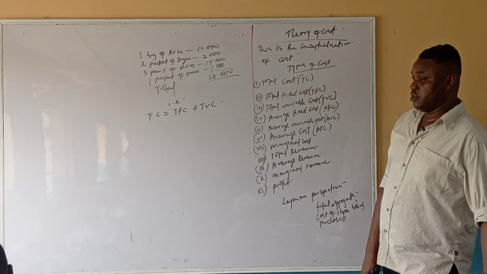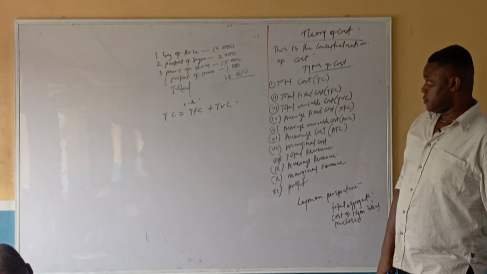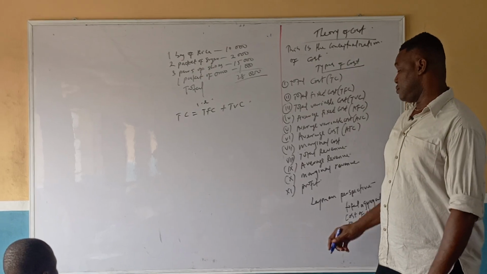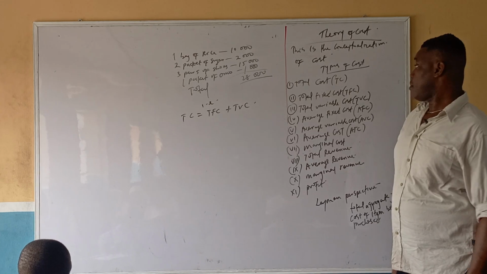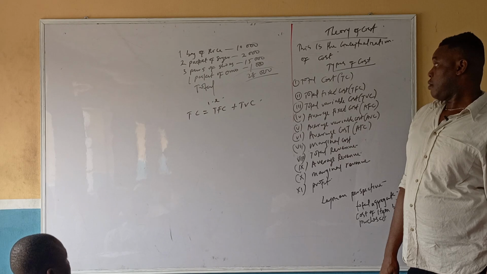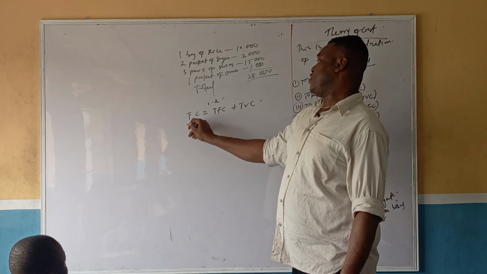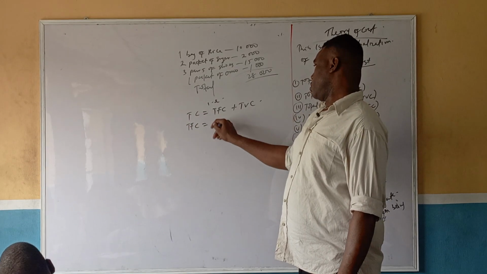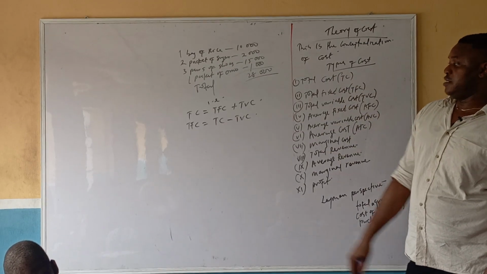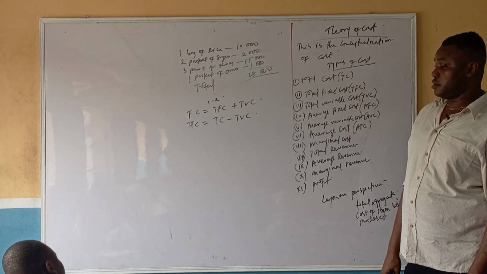This is a cost that is constant or that does not change irrespective of the changes in quantity. Full stop. Total fixed cost formula is total cost minus total variable cost.